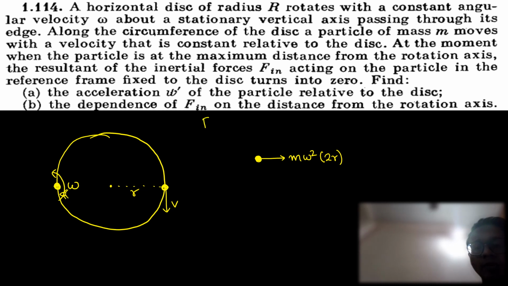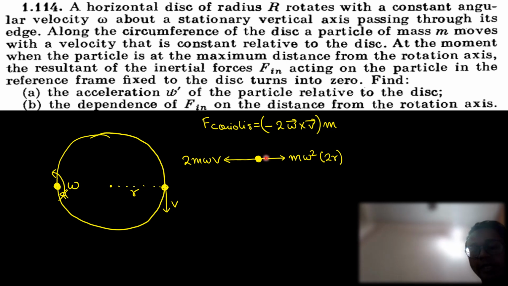What is the formula for Coriolis force? The formula for Coriolis force is minus 2 omega cross v into m. Omega cross v will be acting in this direction. Use your right hand three finger rule. Minus of a vector in this direction is nothing but a vector in this direction. So our Coriolis force would be acting in this direction, which is equal to 2m omega v.